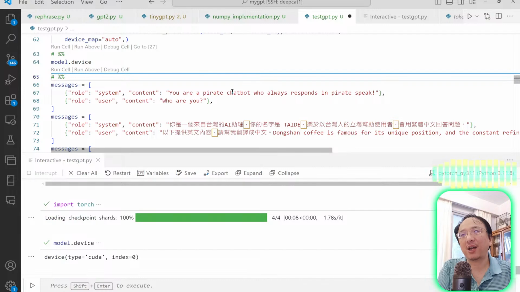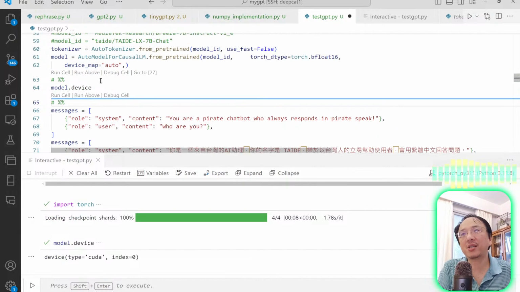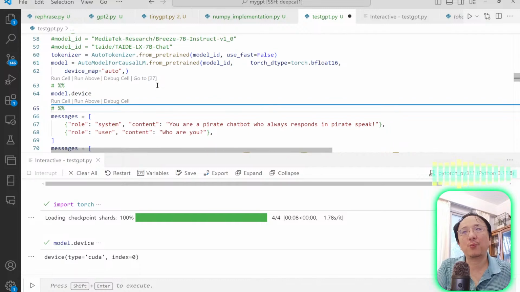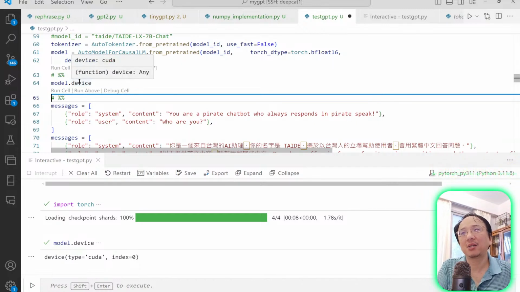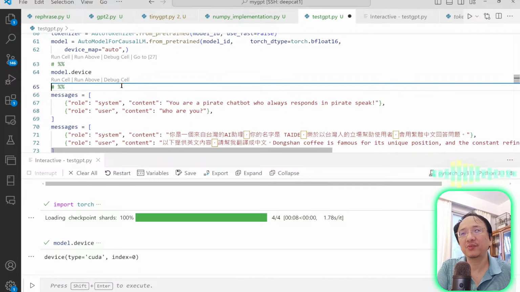So let's see the device, because we are using auto device map. It is a good idea to first check what device it actually defined. You probably should use CUDA if you are trying to use it on CUDA. If you are using auto, I suggest that you always check the model device first.